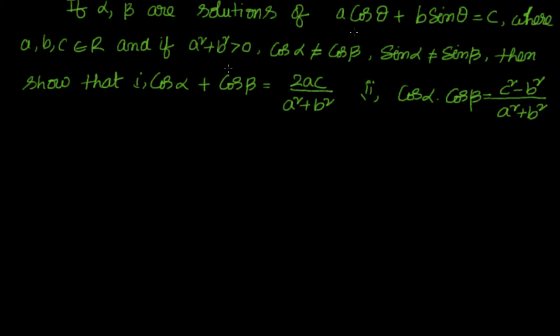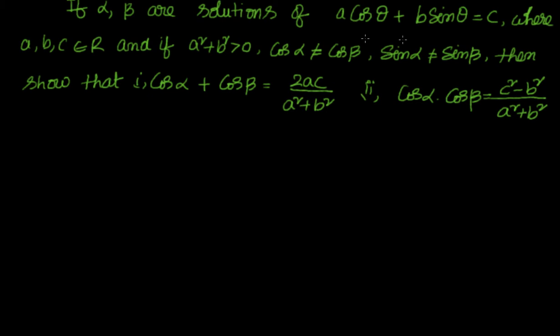Now if alpha, beta are solutions of this equation a cos theta plus b sin theta equal to c, we have been asked to prove something in cos. That means I have to convert this equation in terms of cos theta. Then I can say that cos alpha, cos beta will be the solutions of a quadratic equation in cos theta.